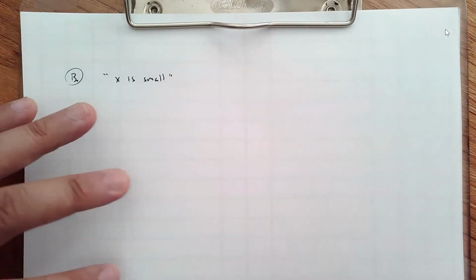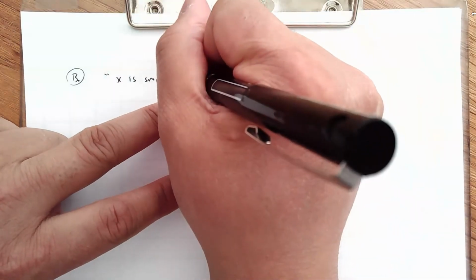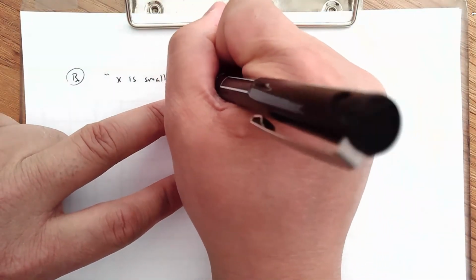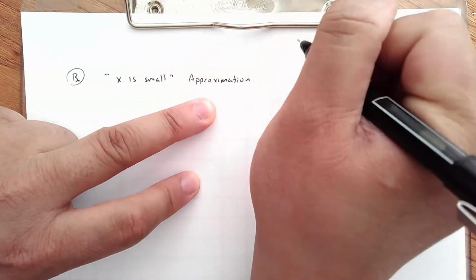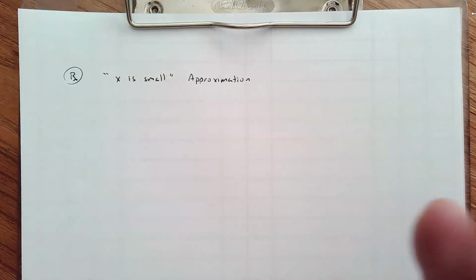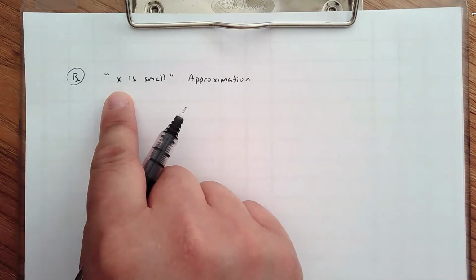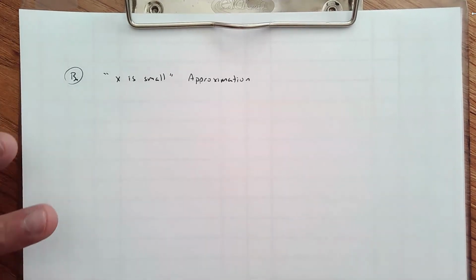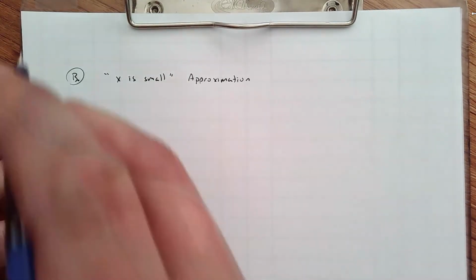Literally, when I do this on paper, I always put the quotes around x is small approximation, meaning that we're going to prove for some cases, not all cases, that we could assume that x is so small that it is 0. And I'll show you ways to figure out whether that is true or not.